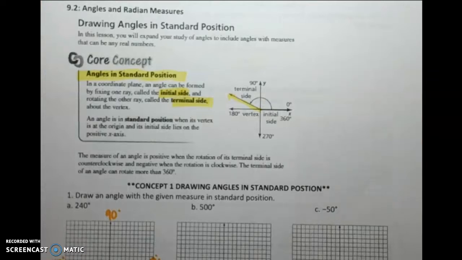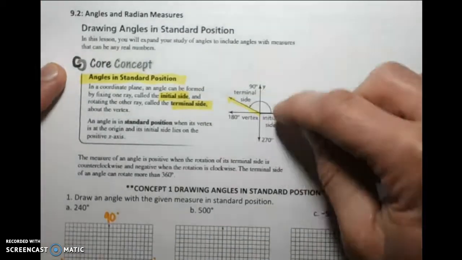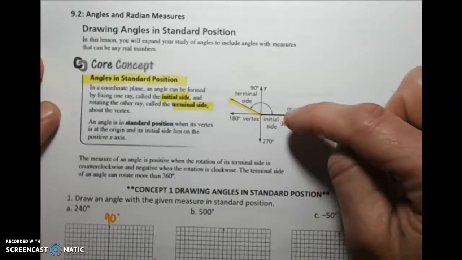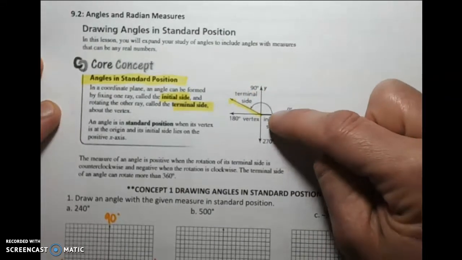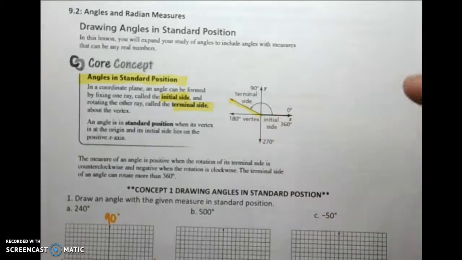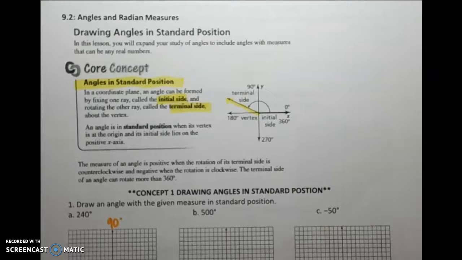The measure of an angle is positive when you rotate the terminal side counterclockwise, like so, this one, right? And it is negative when you rotate clockwise. So if I go down from that terminal side right there, then it would be a negative rotation. The terminal side of an angle can rotate more than 360 degrees. Okay, so it can go more than 360 degrees, and yes, we will do that.